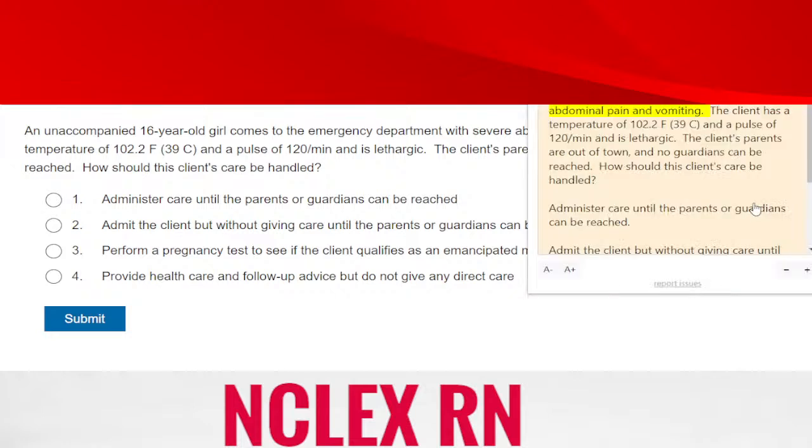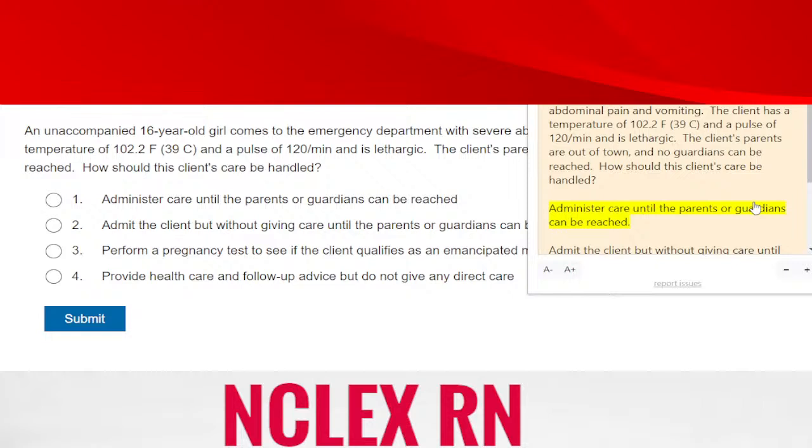An unaccompanied 16-year-old girl comes to the emergency department with severe abdominal pain and vomiting. The client has a temperature of 102.2 F, 39 C, and a pulse of 120 per minute and is lethargic. The client's parents are out of town, and no guardians can be reached. How should this client's care be handled?